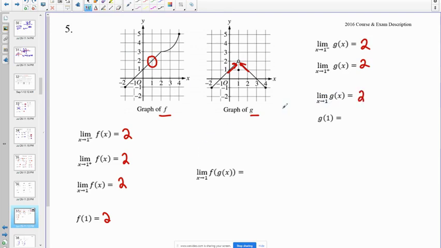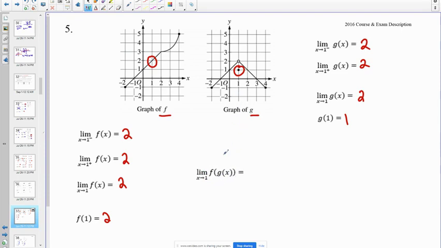But here's a trick question. What's g of 1? It's not a limit problem. g of 1 is just 1. All right. So in limit properties, when you have the limit of f of g of x, this is a composite function, as x approaches 1, it gets a little bit tougher.